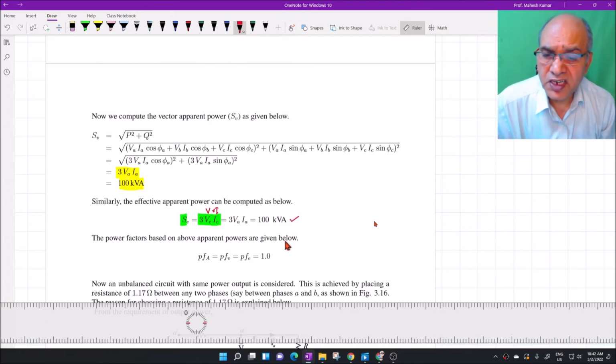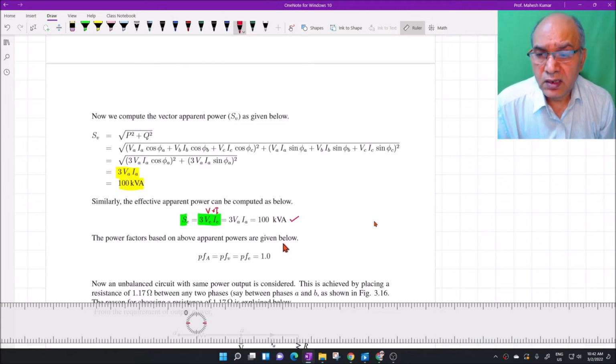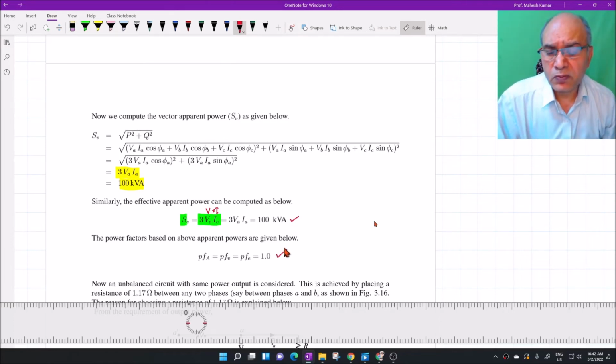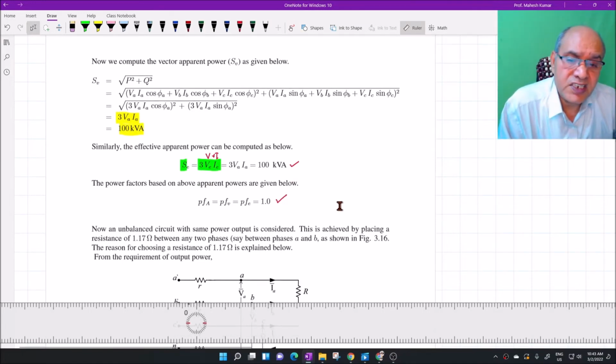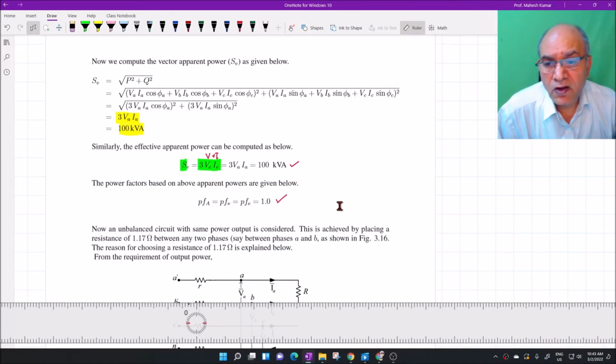So since the three apparent powers are the same, the power factor based on these apparent powers will also be the same, that is, unity, because there is no reactive power in the circuit. Okay, so that is not a problem. It is very simplified. Even without solving, we can tell that for this system the power factor will be unity at the load point, and the three apparent powers and three power factors based on them will be the same.